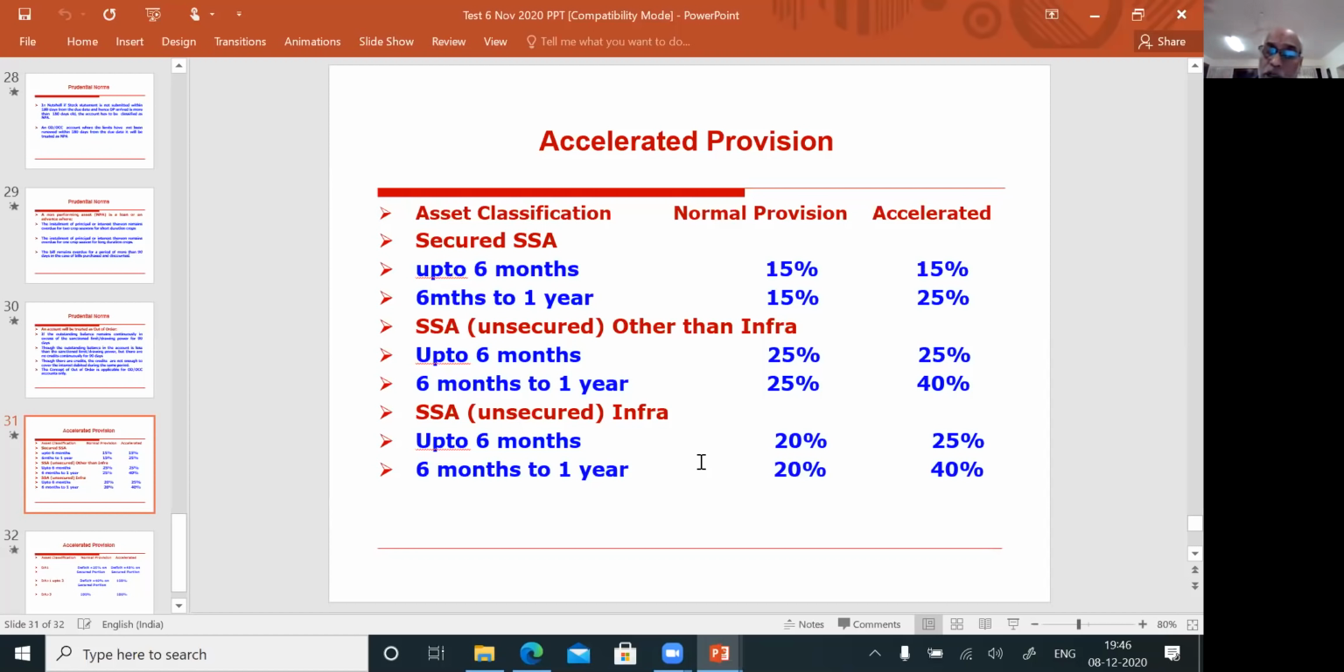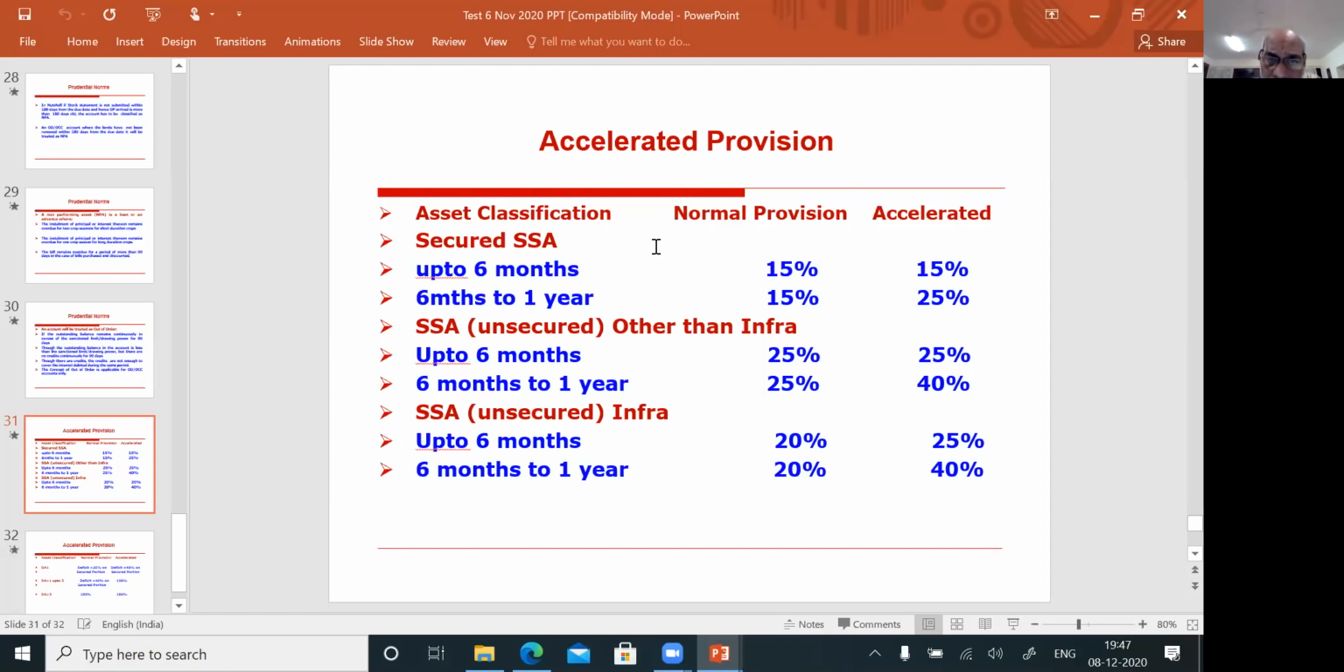Now, with regard to provision for NPA, we saw in test paper number 5, we also saw 4-5 workings also. If it is a substandard asset, under substandard you have secured substandard, unsecured substandard, and infrastructure, 3 categories. Then you have doubtful first year, doubtful more than 1 up to 3, doubtful more than 3. 3 categories are that. Okay.